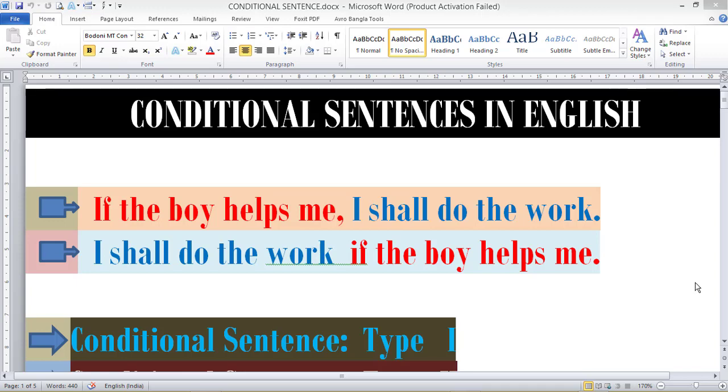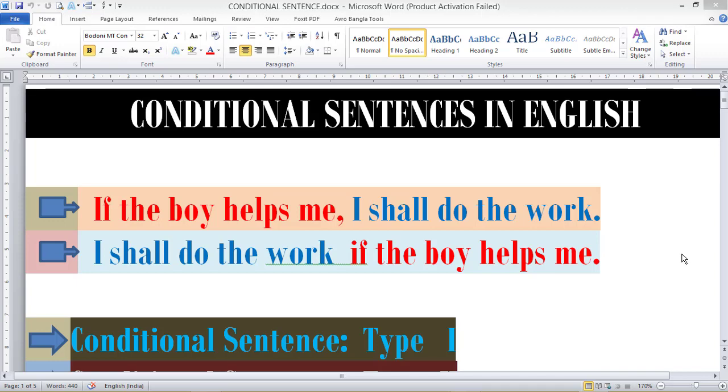Today I'm going to have a discussion on an important topic of English grammar, and that is conditional sentences in English. First of all, we have to know what a conditional sentence is. A conditional sentence is a sentence in which there is a condition. A conditional sentence generally begins with if or unless.